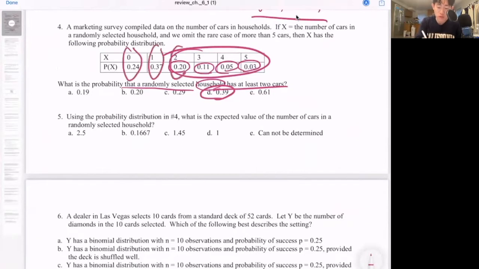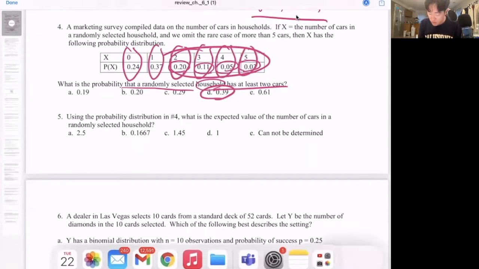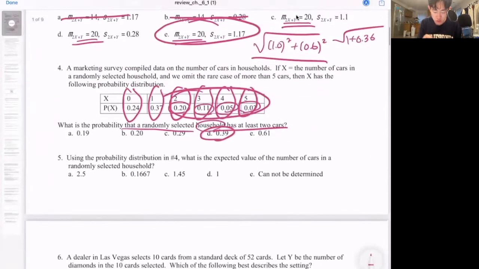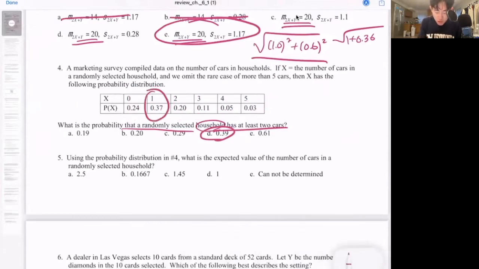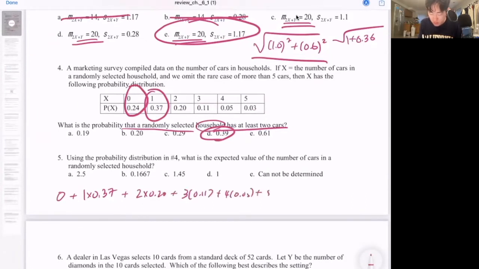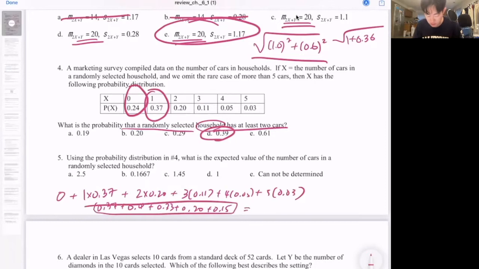So for expected value, you just have to put all these numbers into the list and then find out what the mean is. For me, I'm just simply going to use the formula here just to show you guys. So I'm going to erase all of this first. So I have 1 times 0.37. We don't really care about the first one because it's going to give me 0 anyways, plus 2 times 0.2, plus 3 times 0.11, plus 4 times 0.05, plus 5 times 0.03. So 0.37 plus 0.4 plus 0.33 plus 0.20 plus 0.15. Once I add all of this up, I should be able to get the expected value.